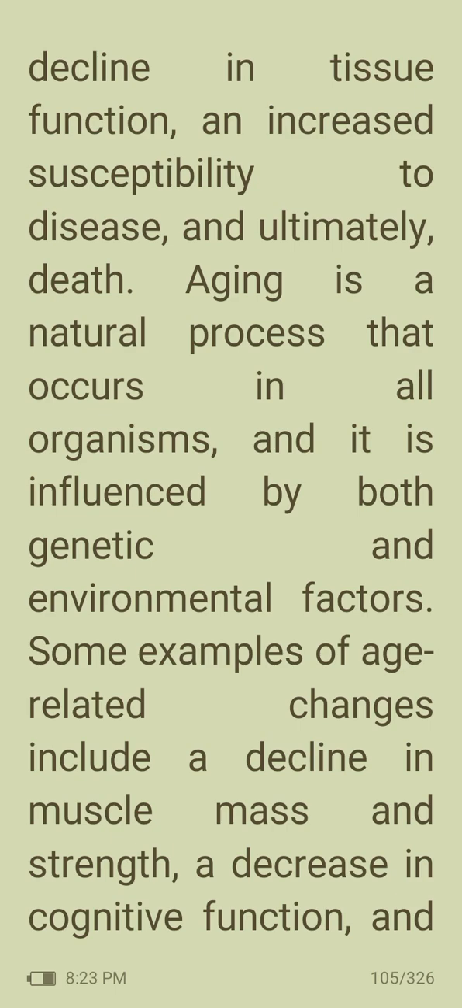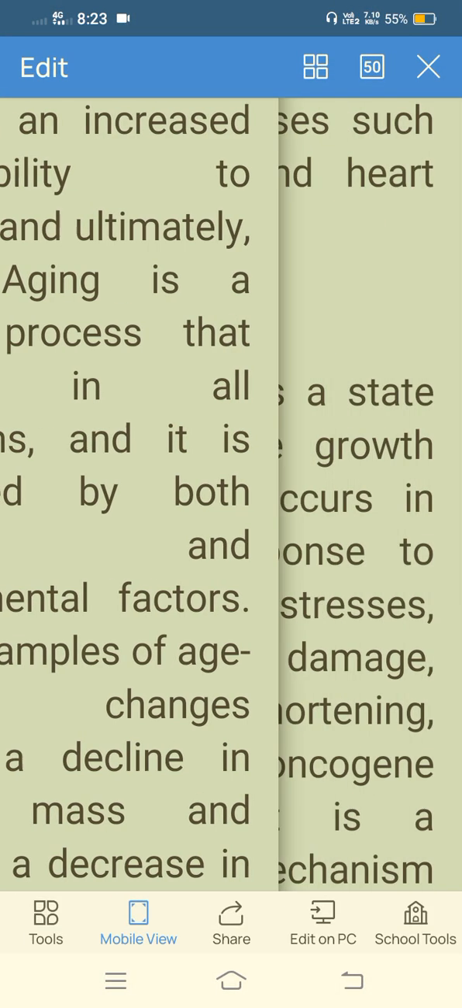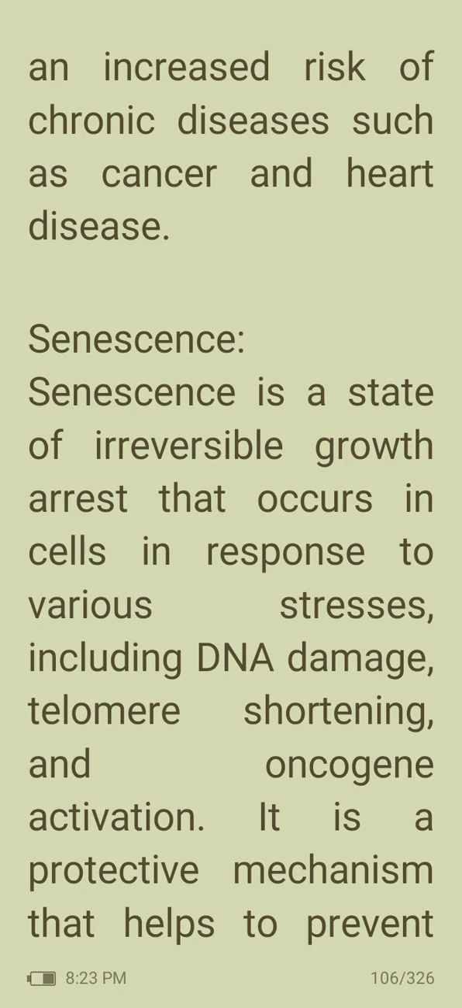Aging is a natural process that occurs in all organisms, and it is influenced by both genetic and environmental factors. Some examples of age-related changes include the decline in muscle mass and strength, a decrease in cognitive function, and an increased risk of chronic diseases such as cancer and heart disease.